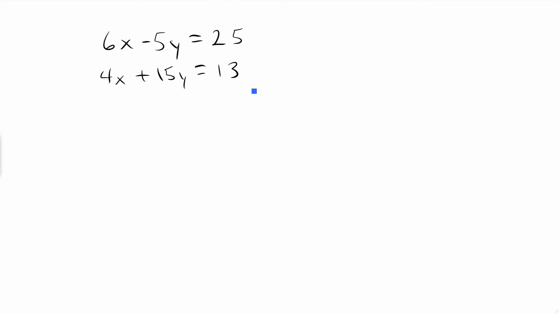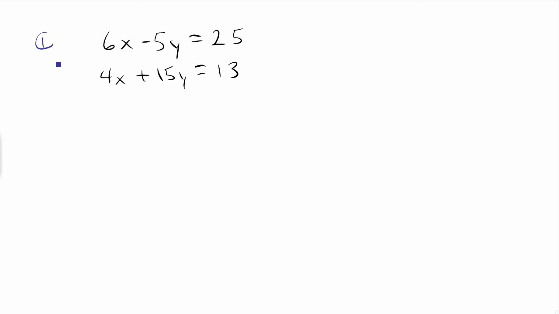This next equation is a little bit more difficult, because if I add 6x plus 4x, I get 10x. If I add negative 5y plus 15y, I get 10y. So neither one of them gets eliminated. But what I can do before I add these two equations is change one of them, or manipulate it into something equivalent, and then add.